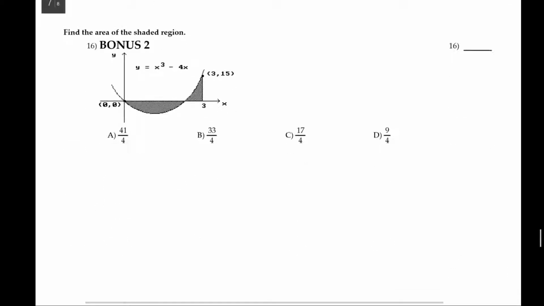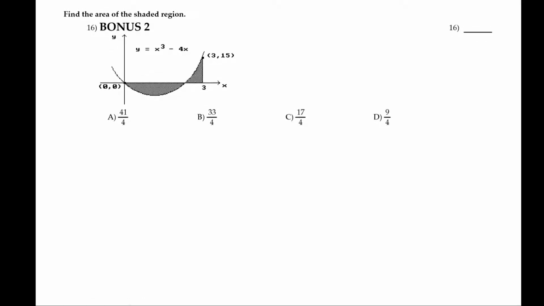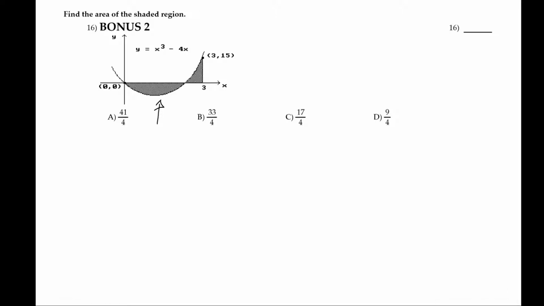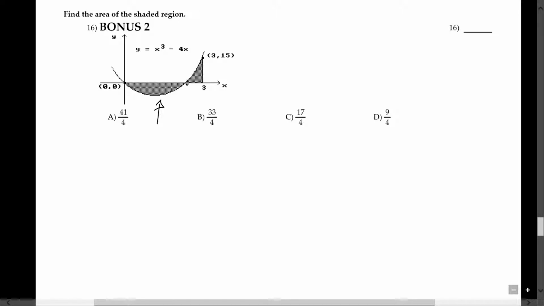Problem 16. We need to find the area shaded here. Notice part of the function is below the x-axis, and we need to find the place where the curve intersects the x-axis. This is x cubed minus 4x equals x times x squared minus 4 equals 0, so x equals 0, and x equals 2 would be the zero we're looking for, so this point is 2.